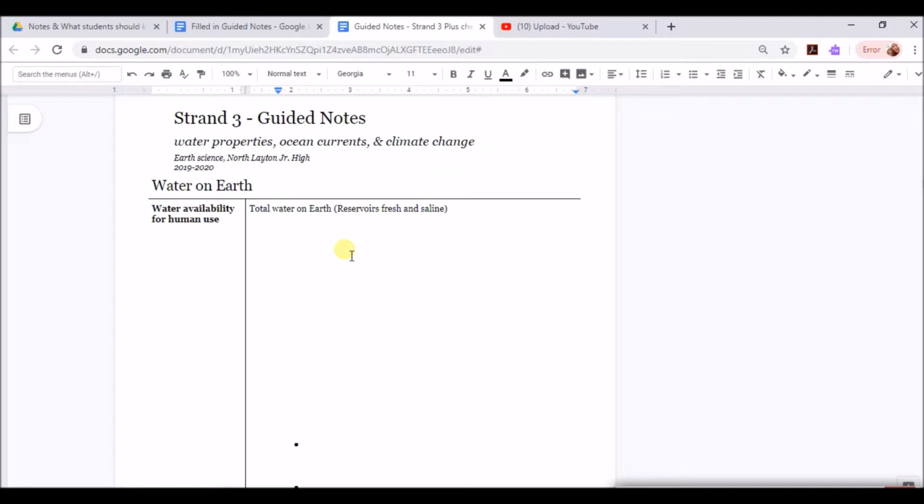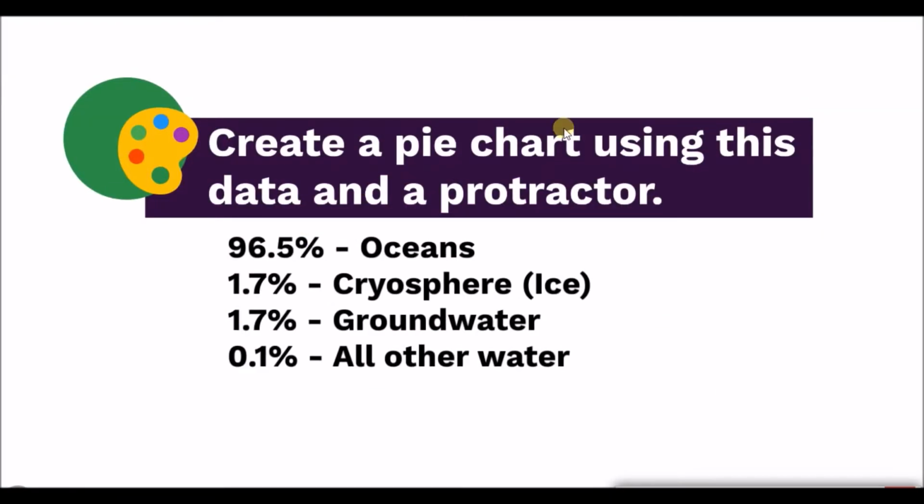Okay, so what we're going to do right here, we are going to create a nice circle there because we are going to create a pie chart of this data here. We discovered, or you should have discovered, that almost all of our water is actually in the oceans, which makes sense. They're really big. They're covering most of the planet, but about 96.5% of all of our water sits in the oceans. About 2% is frozen in Antarctica and on the Greenland ice sheet. And we call this part the cryosphere.